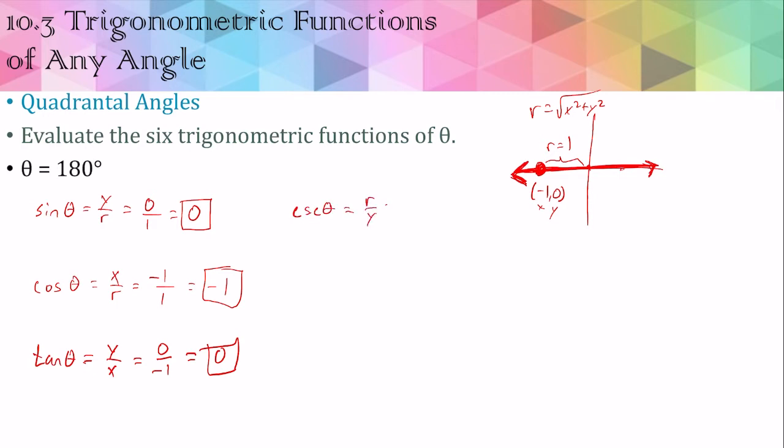Cosecant is r over y, so that's 1 over 0. How do I divide by 0? That's right, it is undefined. You can't divide by 0.